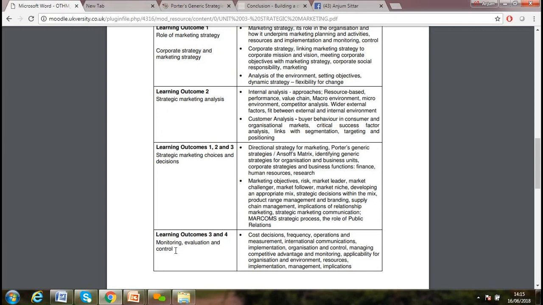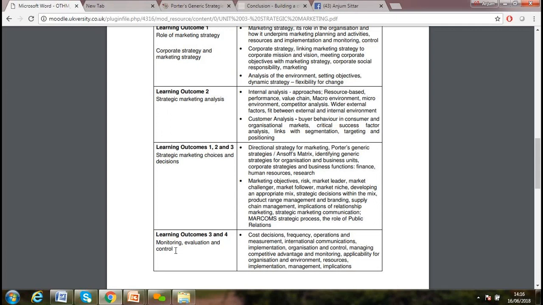Monitoring: you make a wonderful marketing plan. Plan is what we are doing, what we will do. But in monitoring and control, we will check whether we are delivering according to the marketing plan or not.